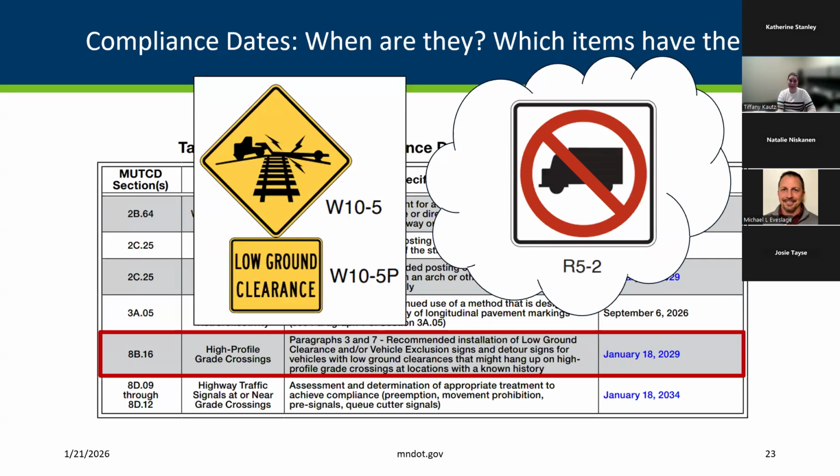Next, we have the high profile grade crossings, and this is to install this sign at a place where there's low ground clearance at a railroad crossing, where vehicles that have a low ground clearance might hang up. Also, it may include providing a detour or a vehicle exclusion sign.